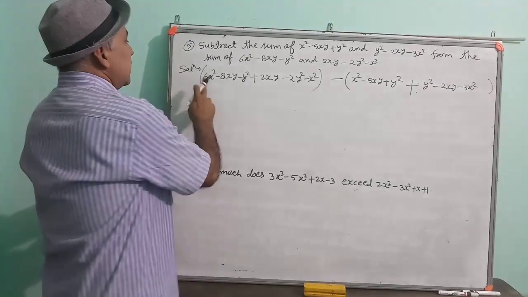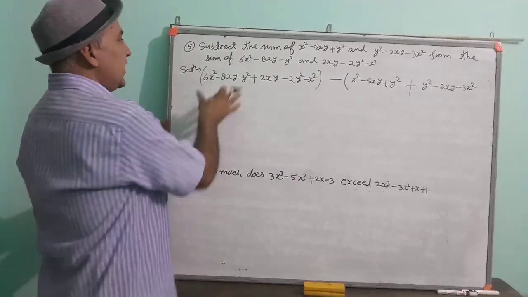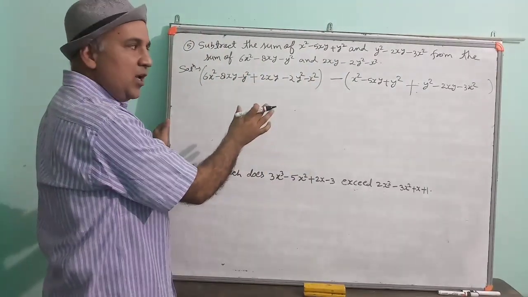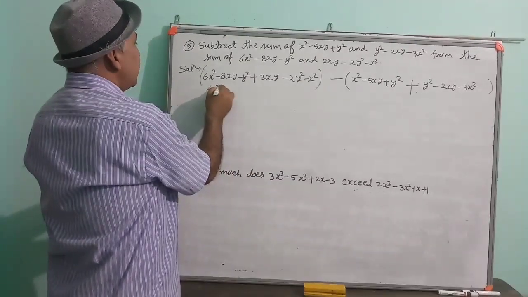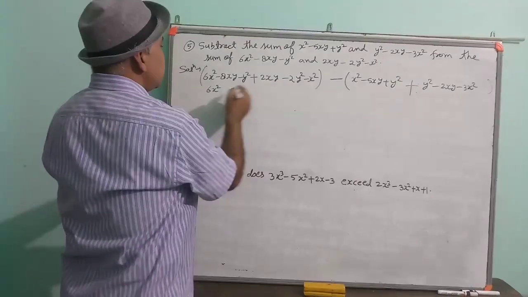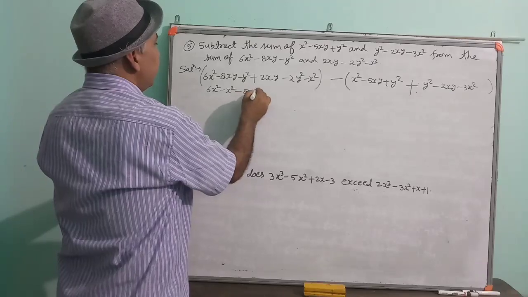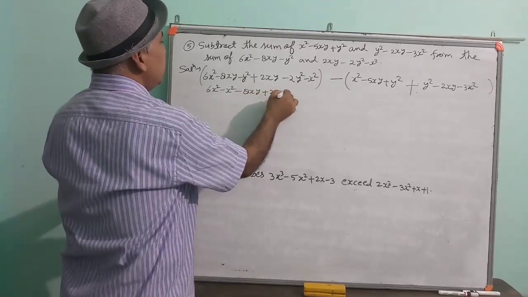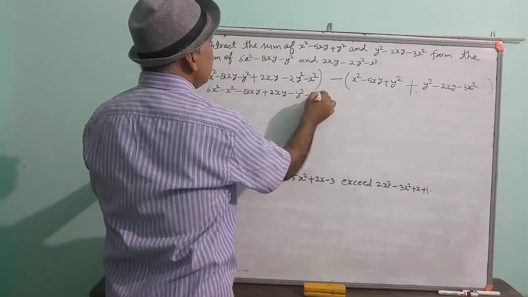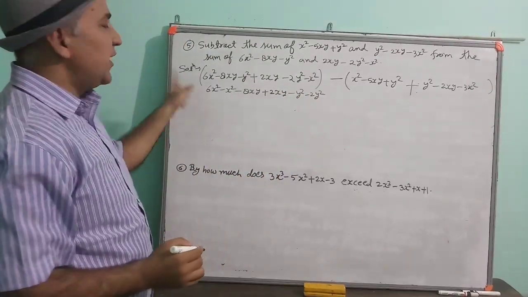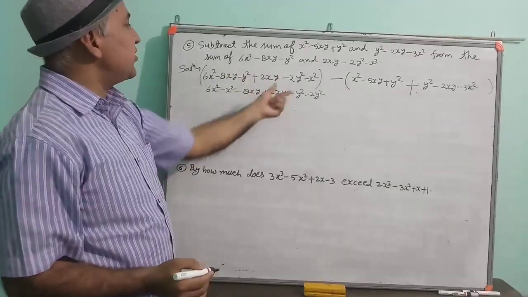Now, to solve it, first remove the bracket. You can solve both the brackets separately also, and if you wish, in one step you can remove the bracket. See, 6x square minus x square, we can write together. Minus 8xy plus 2xy, we can write together. Minus y square minus 2y square. Bracket is removed and we have written like terms together.